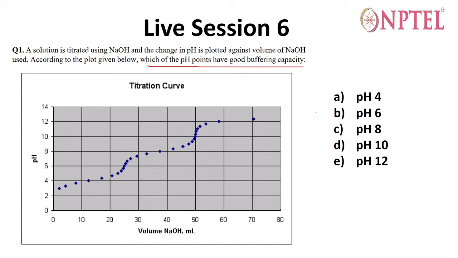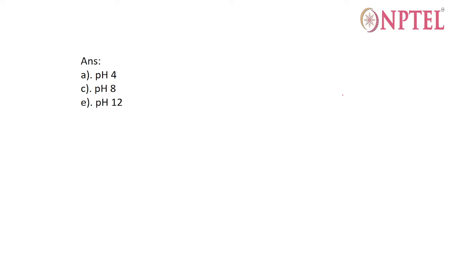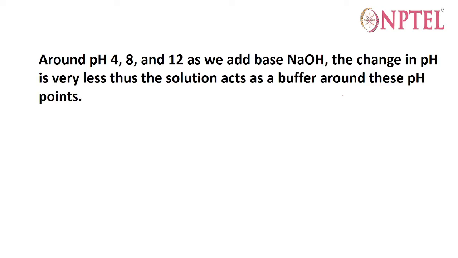So let's go for the solution. The answer is pH 4, 8 and 12. So this is the solution. Around pH 4, 8 and 12, if we add base NaOH, the change in pH is very less. Thus, we can say this is the buffer point, right?